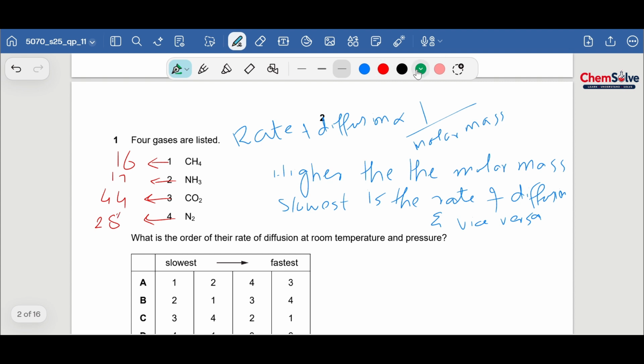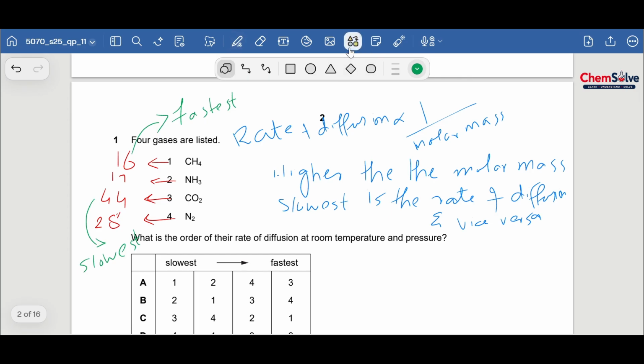So from this discussion, we came to know that methane has the lowest molar mass, so it would have the fastest rate of diffusion, while carbon dioxide has the highest molar mass, so it would diffuse slowest. So the option will be C.